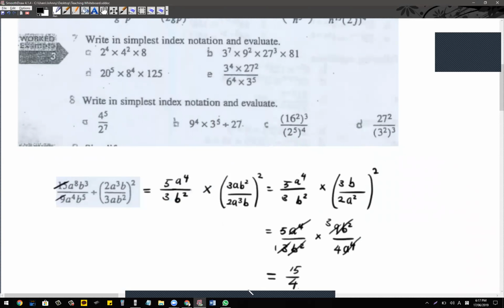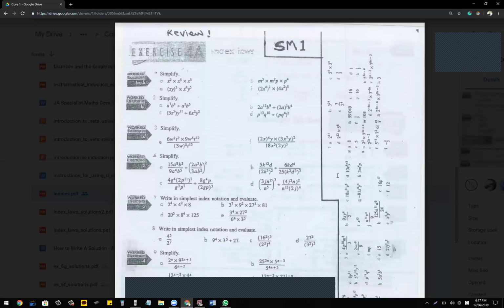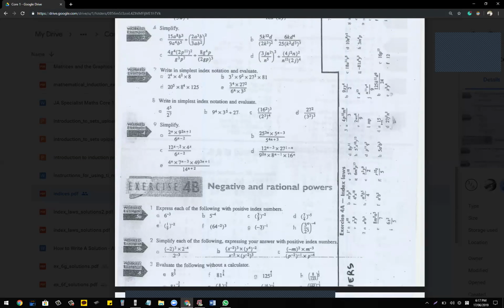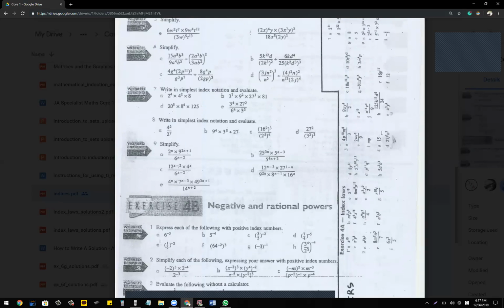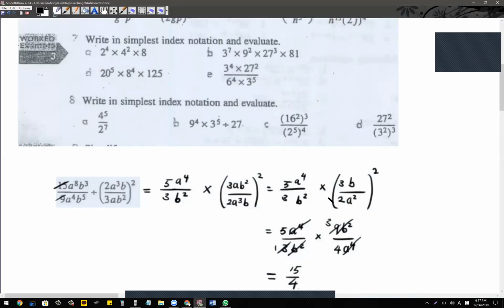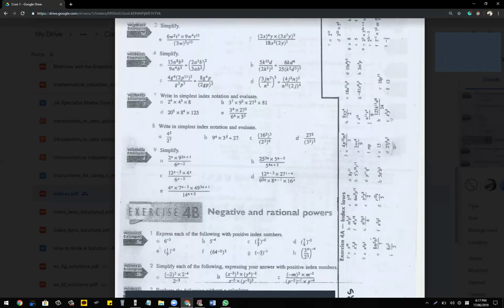Question 4a is actually 15. I think I missed something here. Can you guys see where I made a mistake? The answer could be wrong. I don't know. Not all these answers are correct, you know.